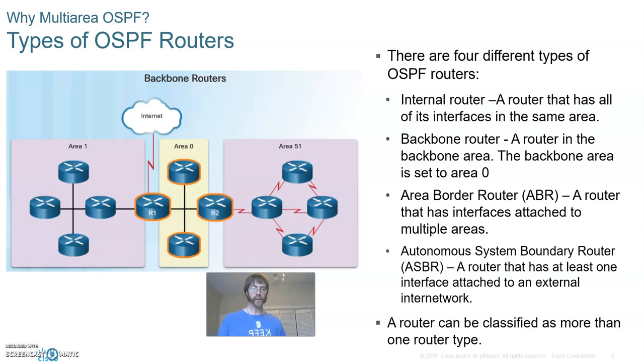Router 2 is an area border router and a backbone router. But it is not an ASBR. Router 1 is an area border router and a backbone router and an ASBR because it's got our link to the cloud. Now, these four routers over here in Area 1, and these four in Area 51, those are also internal. Those are internal regular area routers.